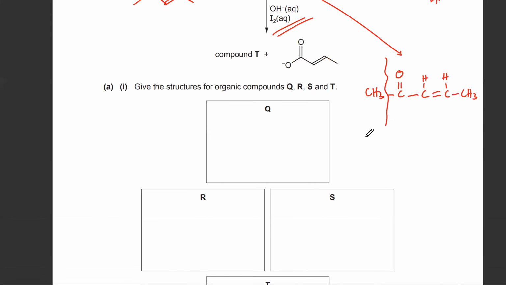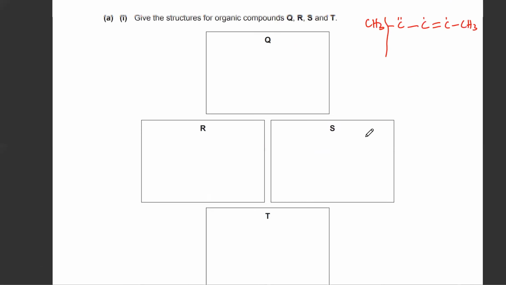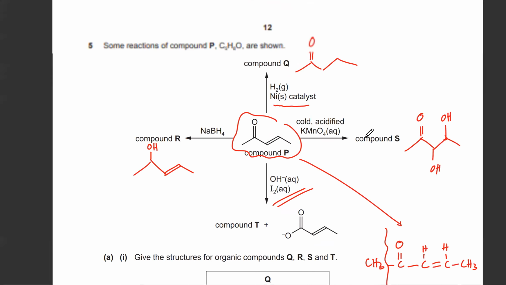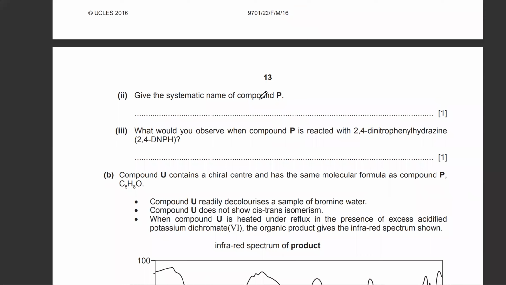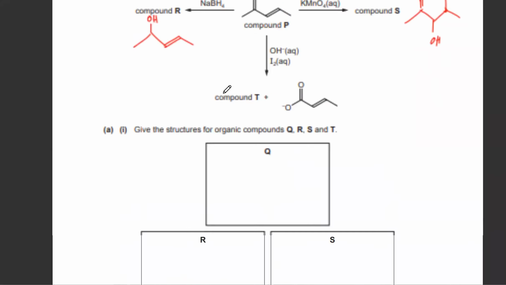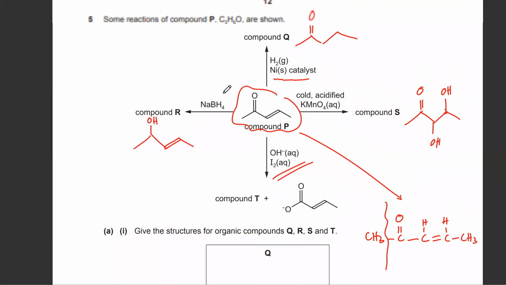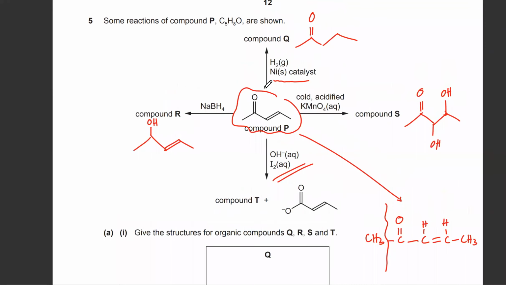Okay, so they asked me to give the structures, and we have given all of them. And they would also have said, give the systematic name of compound P. So let's figure out P. What is P? This one, what is its name? Systematic name: how many carbon atoms? That's 1 2 3 4 5. What will it be? It's going to be pent what?